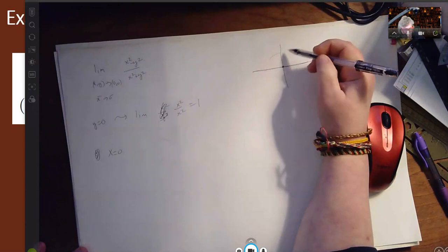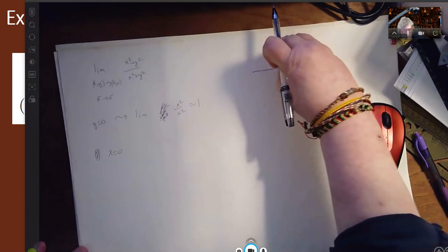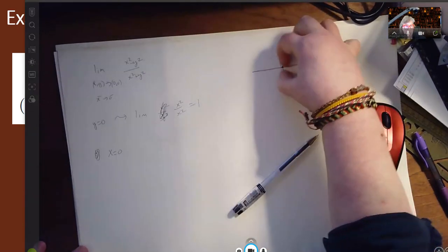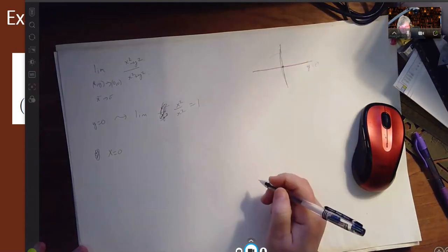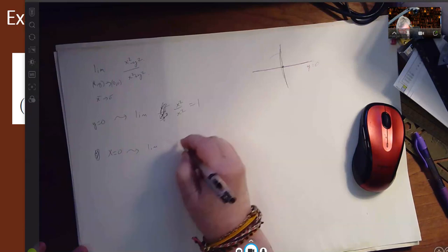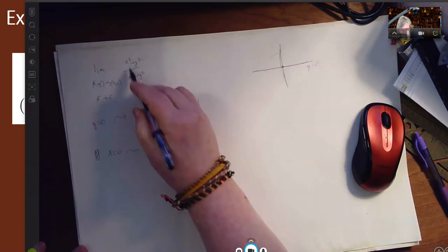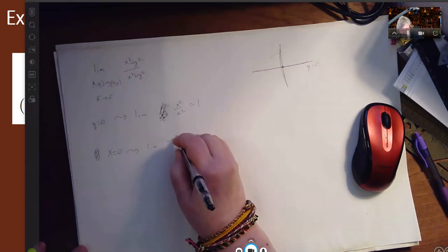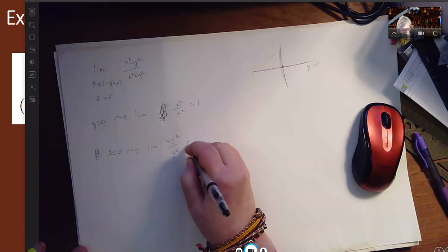So I'm approaching it, I'm closing in, can't see what I'm closing in using the y-axis. So this is going to give me the limit of all that. X is 0, so I've got negative y squared over y squared. This is negative 1.